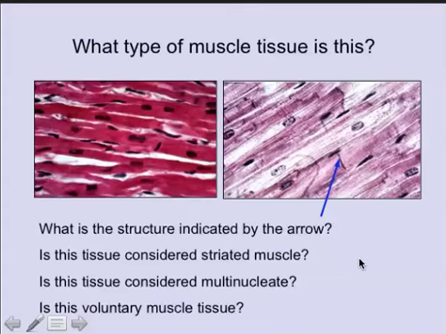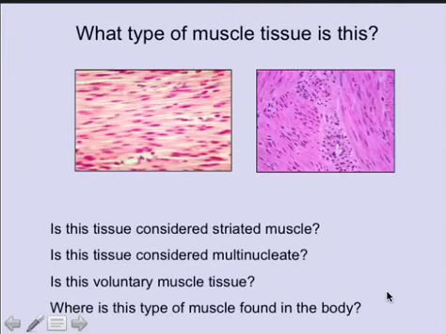The structure indicated by the arrow is an intercalated disc. This muscle is indeed striated, but it is not multinucleate. If you look very carefully, the intercalated discs demarcate the cell boundaries. And you'll see, if you look very closely, that you have only one nucleus per cell, even if that cell is highly branched. Is this voluntary muscle tissue? And the answer is no. This muscle tissue is under the control of the autonomic nervous system and, of course, the conducting tissue that's embedded in the walls of the heart.